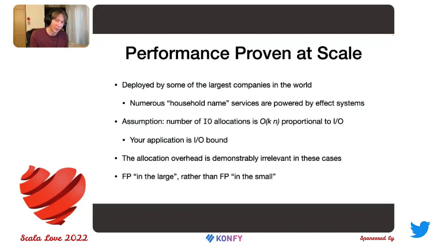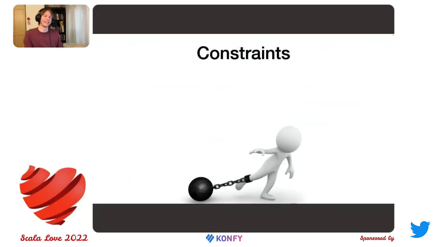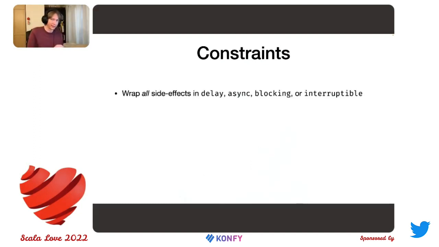So I'm almost done, I promise. But I wanted to talk just a little bit about what are the constraints that get imposed by effect systems on the applications that you write, on the types of code that you can write. What are the rules that you have to follow? And if you follow those rules, you get all of these benefits for free. So the rules basically fit on a slide.